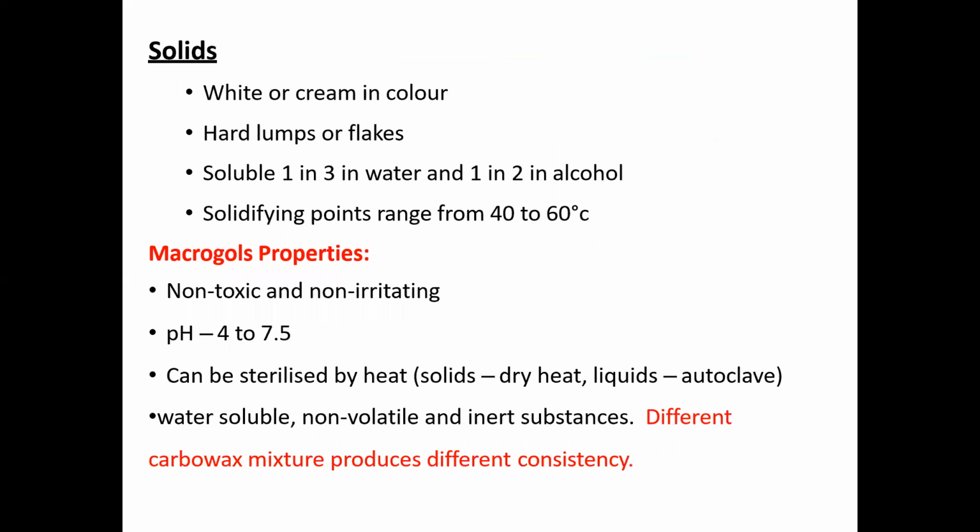Next, the solid type. Solid carbowaxes are white or creamy in color. They are hard lumps or in flake form. One part is soluble in three parts of water, and one part is soluble in two parts of alcohol. The solidifying point ranges from 40 to 60 degrees Celsius.